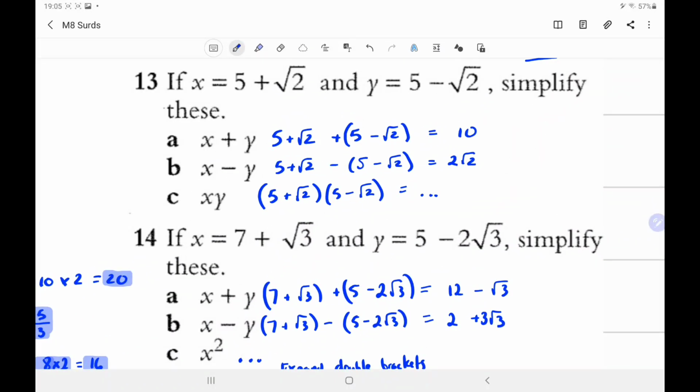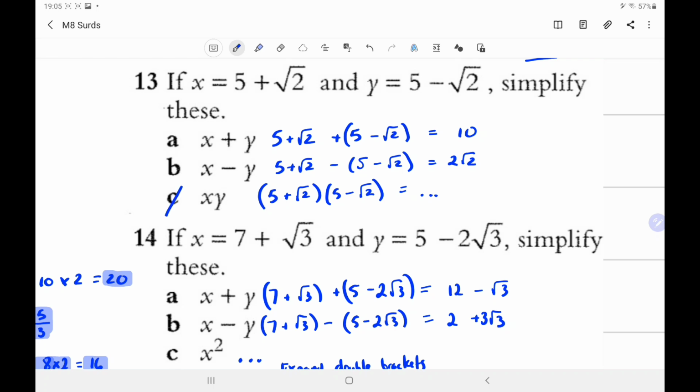So question 13 and 14 I'm just going to talk you through. If x is 5 plus root 2 and y is 5 minus root 2, simplify x plus y. So you're just collecting like terms, just being careful that you have negative signs, positive signs and whatnot. We'll have a look at A and B there. For A, when you add them together, 5 and 5 is 10, root 2, take away root 2, disappears. For B, 5 subtract 5, they disappear. Then root 2 subtract minus root 2 gives us 2 root 2.